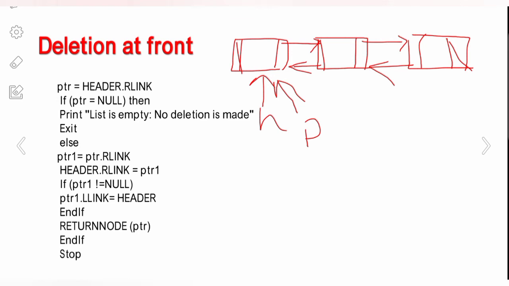So pointer 1 equals pointer dot r link. Okay, so we are creating another pointer, that is pointer 1, which is the pointer dot r link, which is the right side of the pointer. So this is the p1. Okay, and header dot r link equals pointer 1. So we are going to move the header to the p1, right?